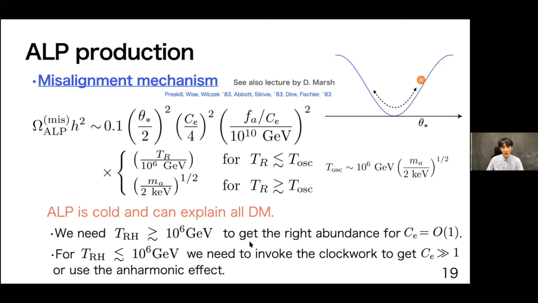So in that case, we need to invoke, for instance, the clockwork mechanism to enhance this contribution, or we may have to make use of the anharmonic effect, namely the axion may be sitting around the top of the potential.